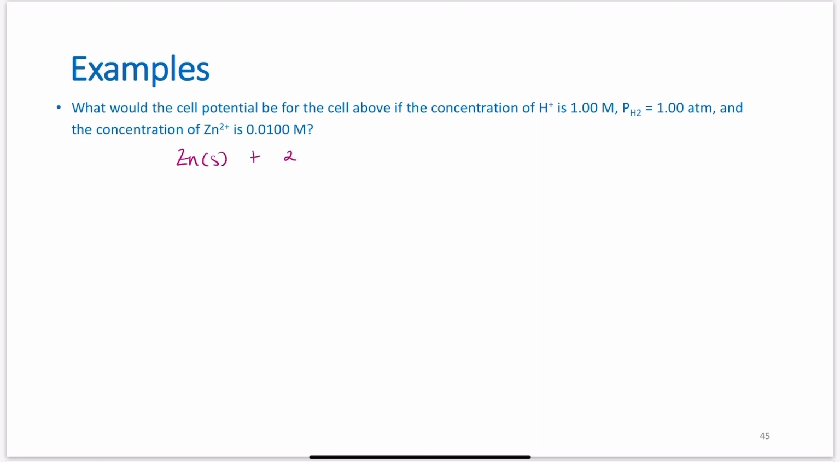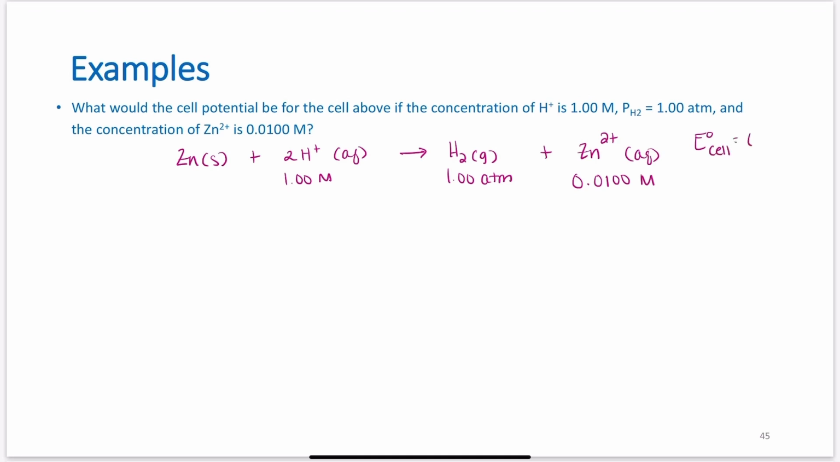So zinc solid plus 2H+ aqueous, I know this is 1 molar here, gives me H2 gas, 1 atmosphere, plus Zn2+, 0.0100 molar. And I know that the standard cell potential here is 0.76 volts. But now I'm going to use Le Chatelier's principle. Not Le Chatelier's, that's coming. I apologize. I'm going to use the Nernst equation.